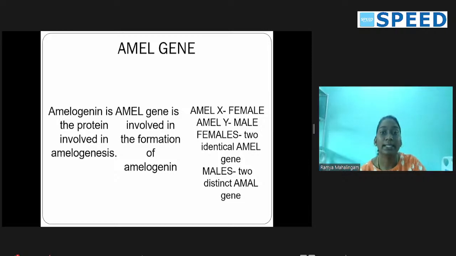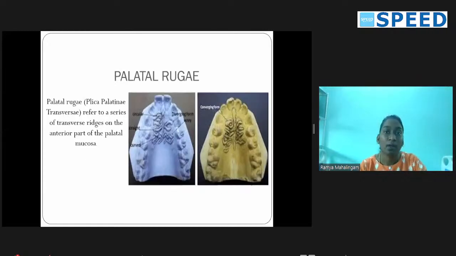Okay, so this gene can also be used in identifying whether the patient is a male or a female. Then palatal rugae, we all know they are the elevated muscular lines seen in the palatal region, the anterior palate. These lines have some distinctive patterns. By tracing these patterns with the help of the cast, you can identify the patient.